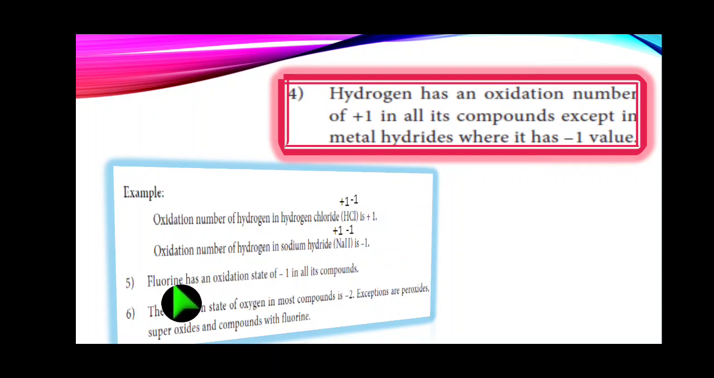Next, point number 5. Fluorine has an oxidation state that is always minus 1 in all its compounds. So fluorine has only one oxidation state, that is minus 1. Next, point number 6. The oxidation state of oxygen in most compounds is minus 2. That's why I said common oxidation state of oxygen minus 2. Exceptions are peroxide, superoxide, and compounds with fluorine. So according to the compounds, peroxide, superoxide, and compounds with fluorine, the oxidation state of oxygen is changed.